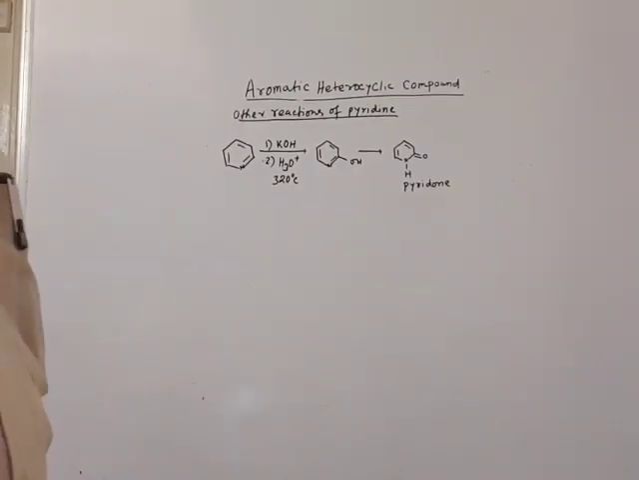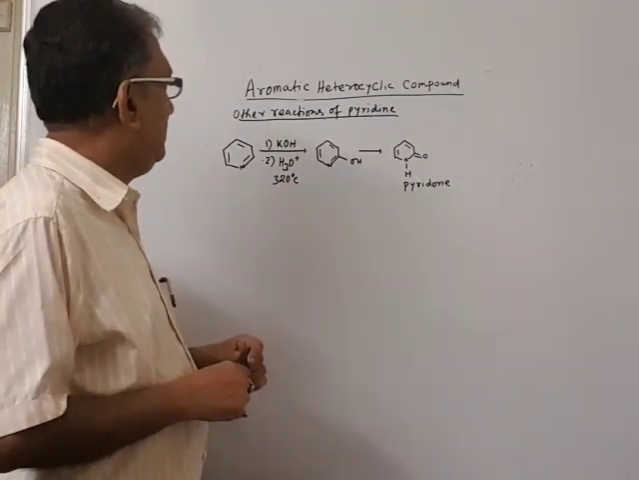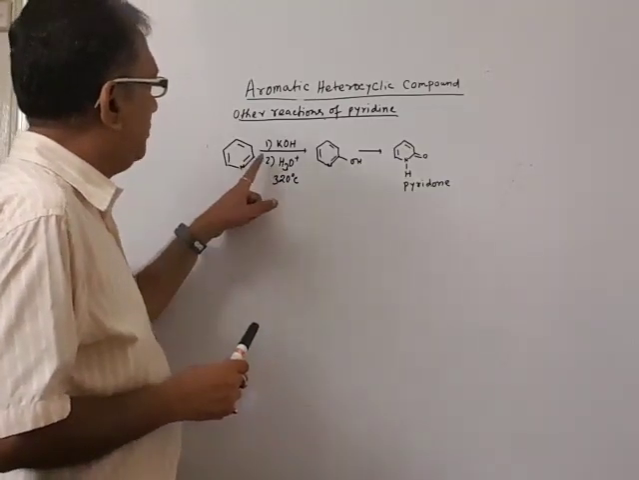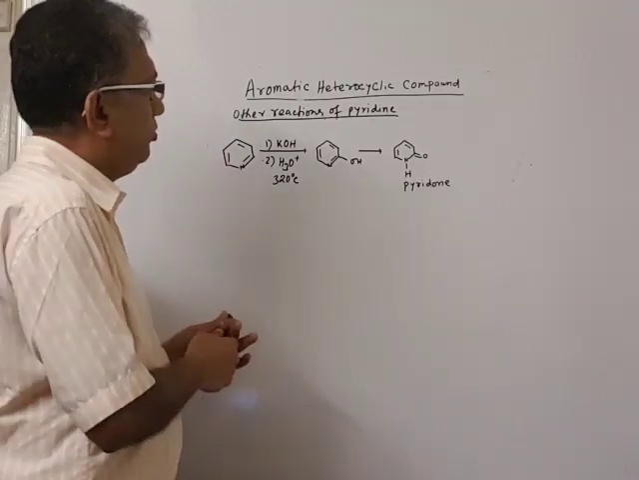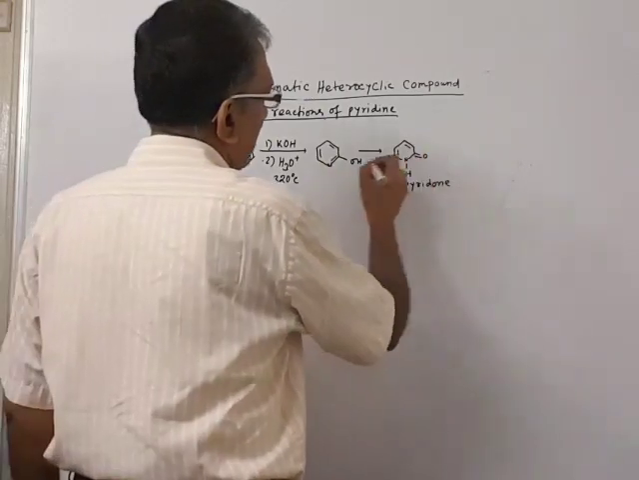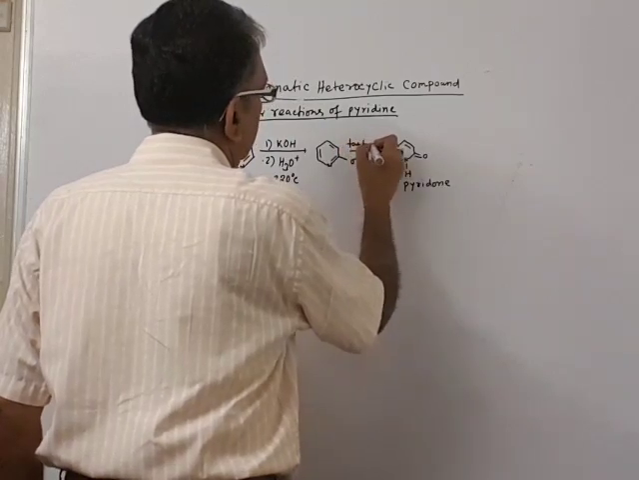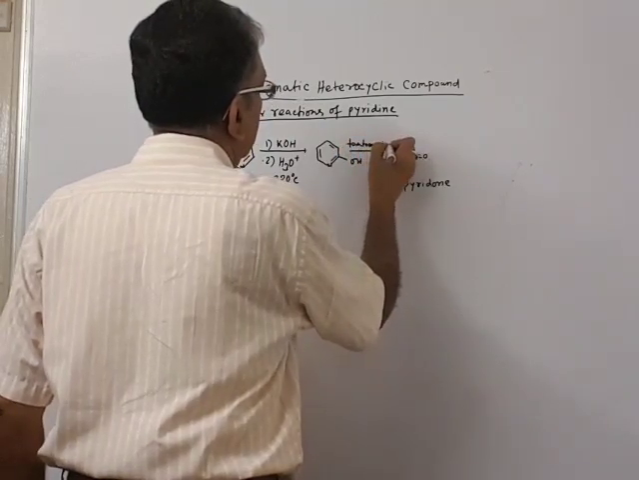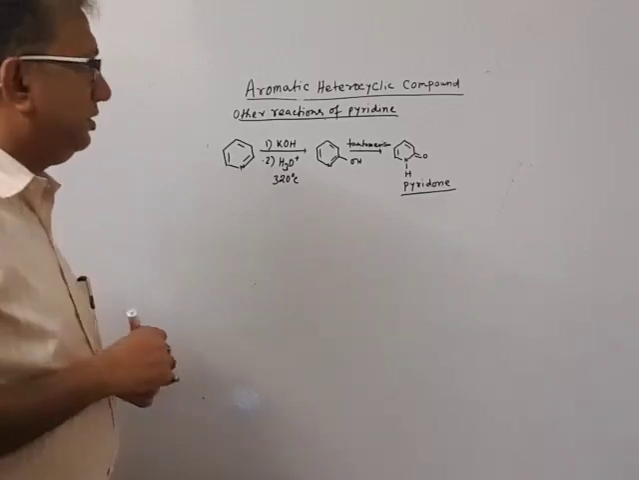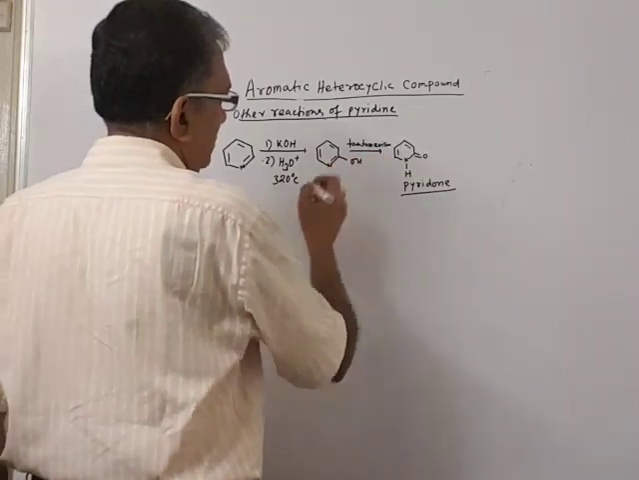Now, pyridine, when treated with potassium hydroxide followed by acidification at 300 degrees centigrade, produces this hydroxy product, which on tautomerism, this process is called tautomerism, gives us this pyridone product. This is produced after tautomerism of this hydroxy pyridine product.